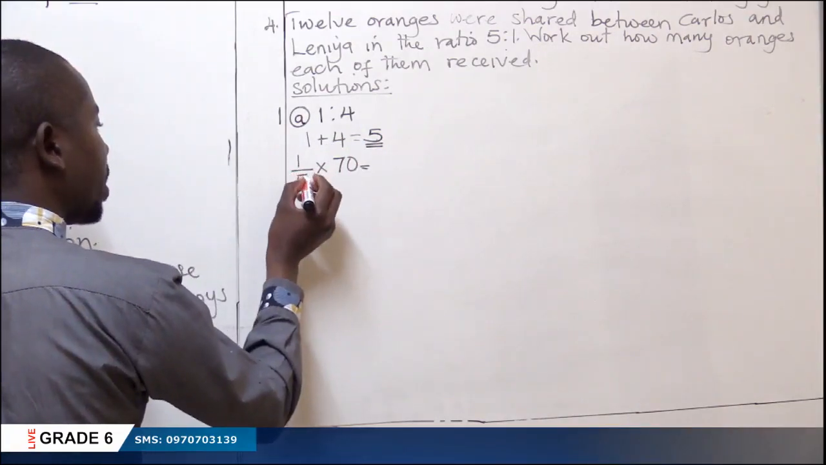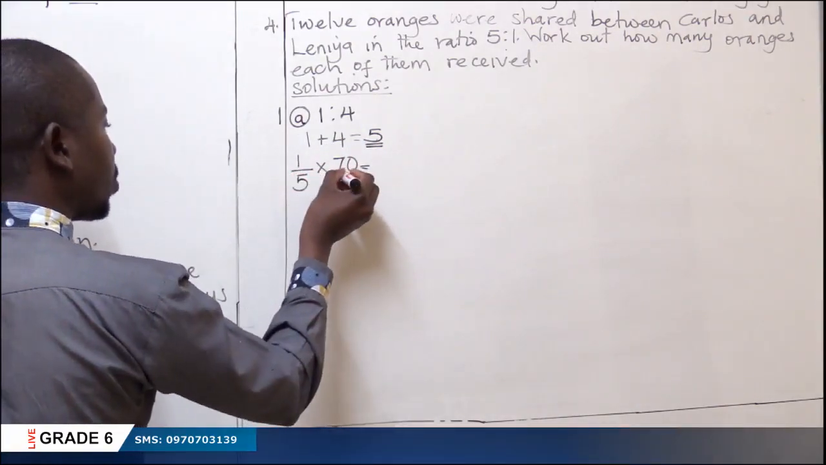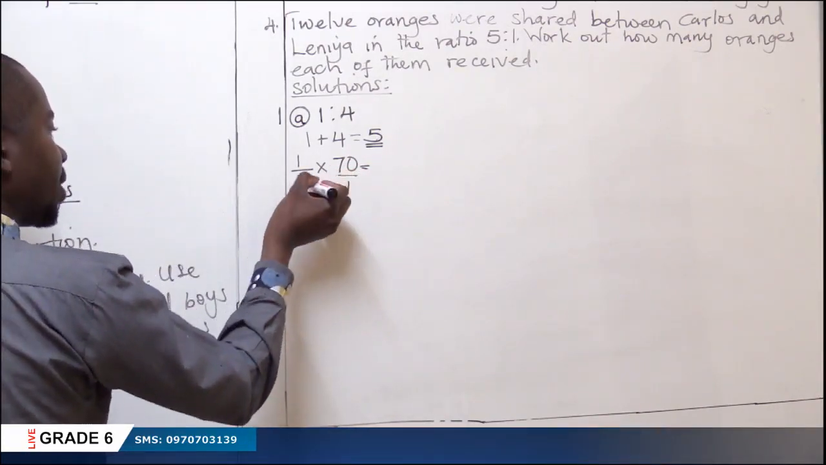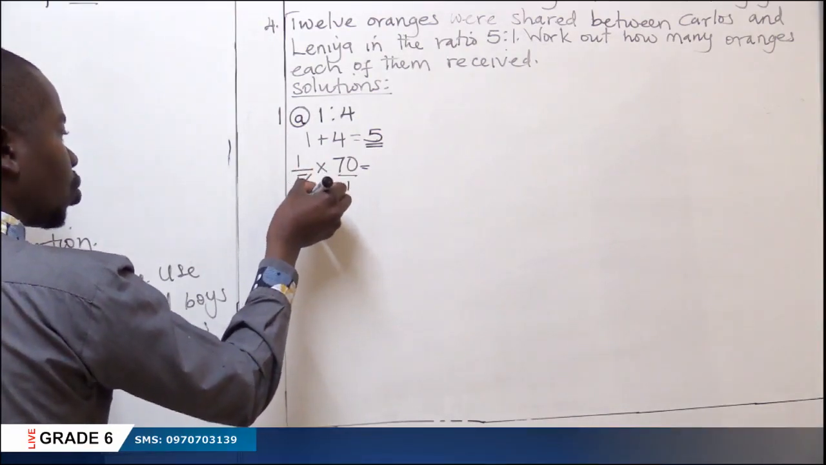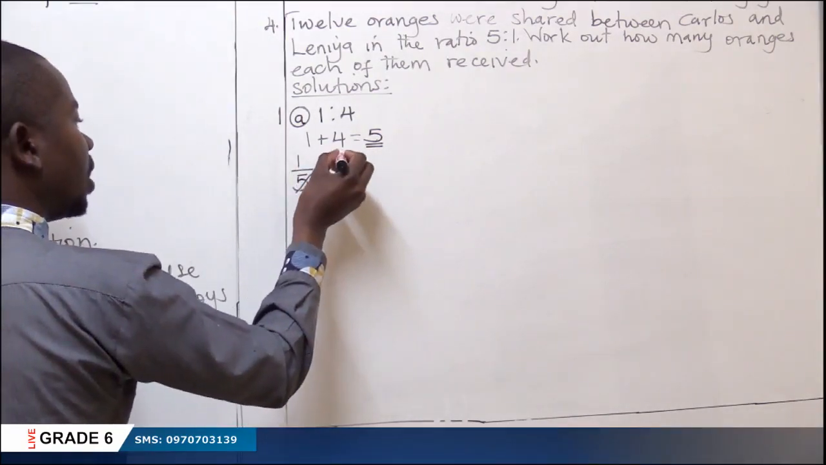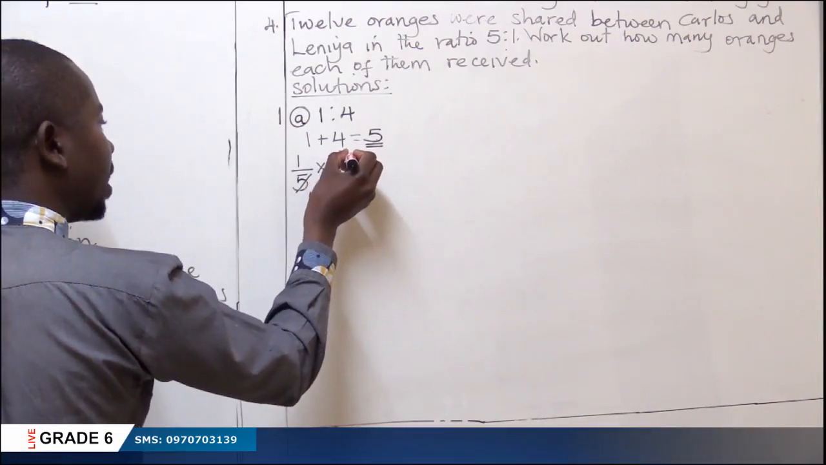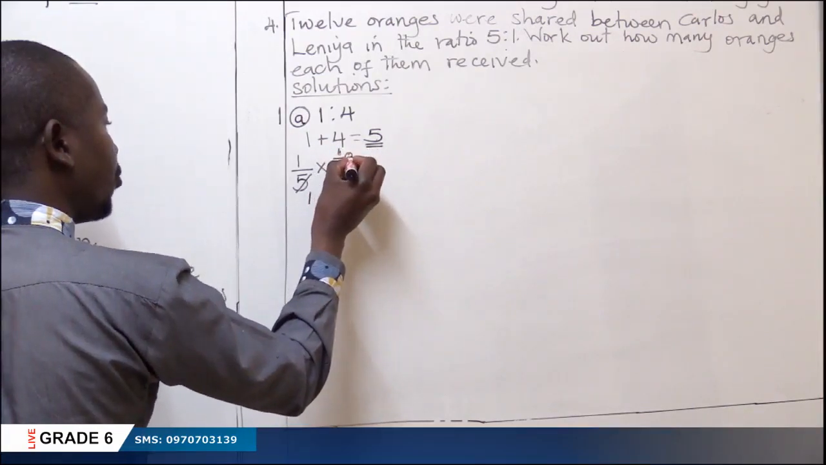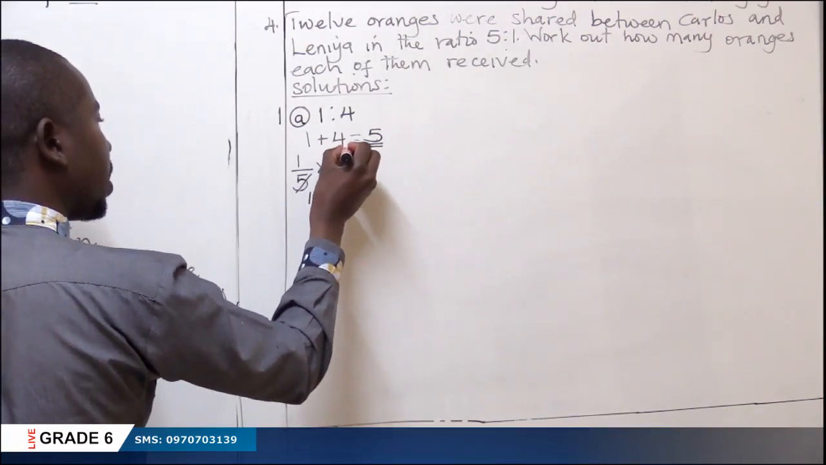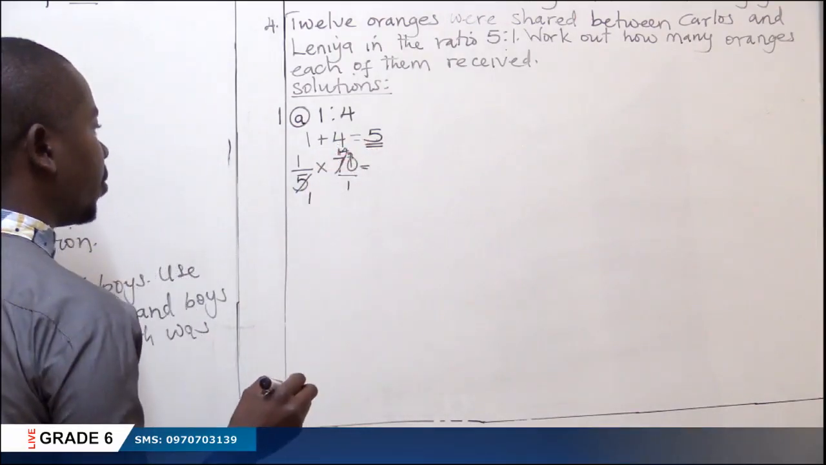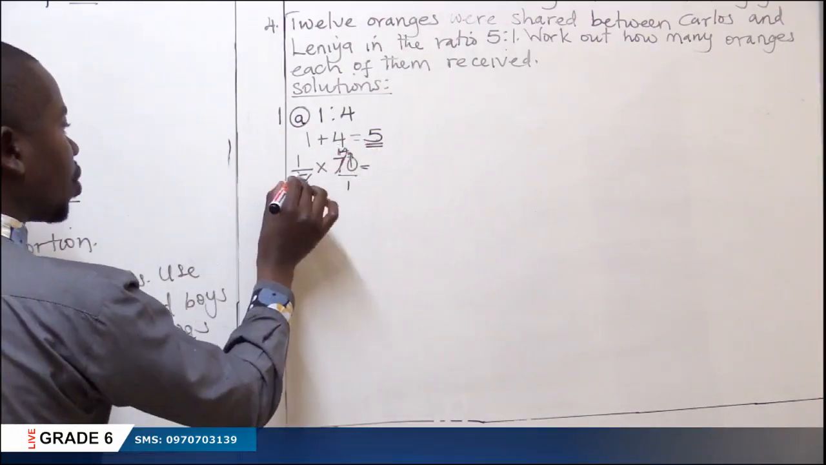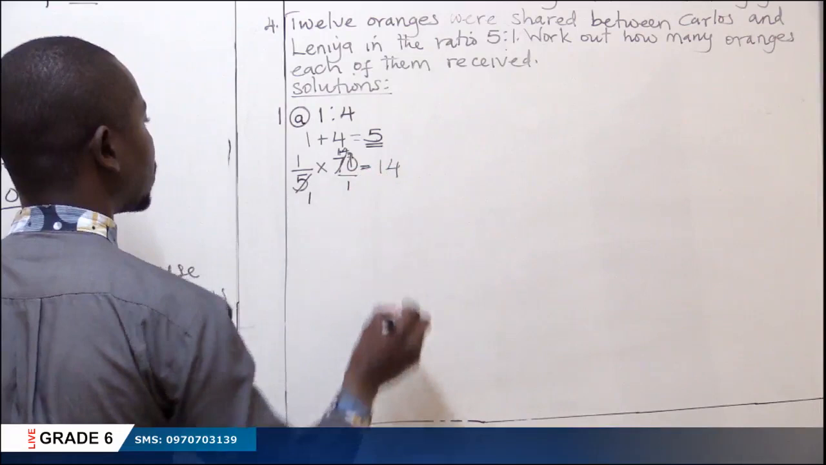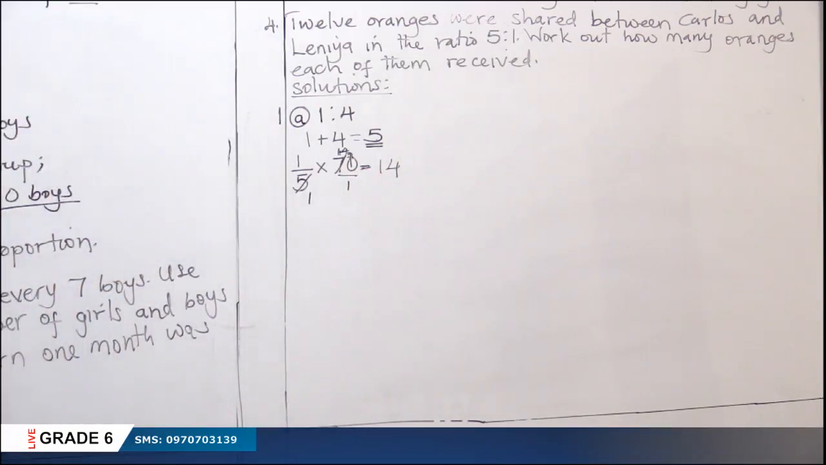Okay, so boys and girls, this 70 can be written over 1. Then you can divide 5 into 70. 5 into 7, it's 1, remainder 2. 5 into 20 is 4. So 1 times 14, boys and girls, the answer is 14.